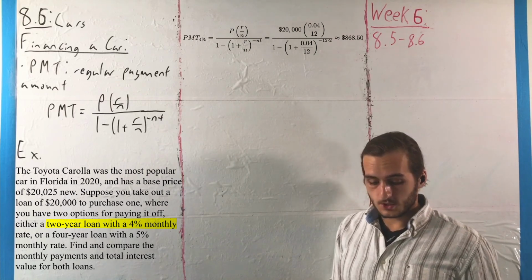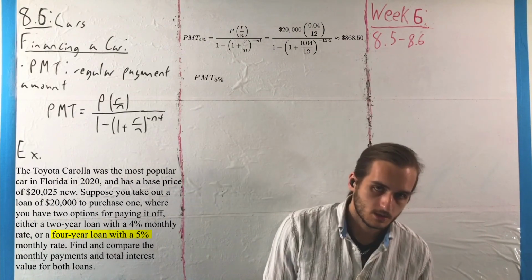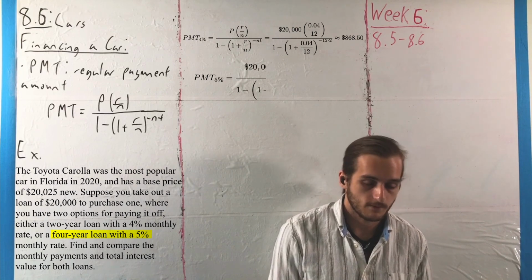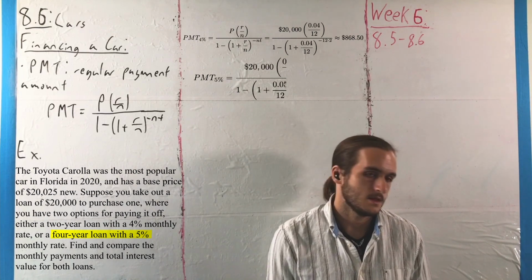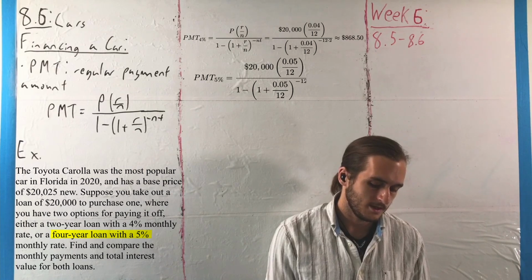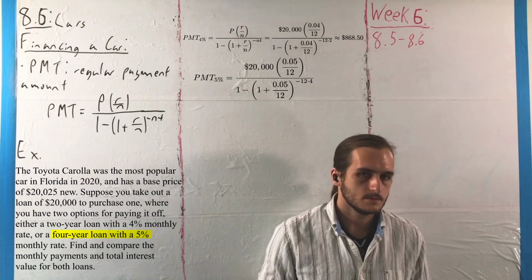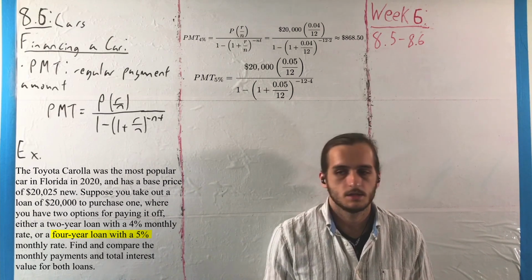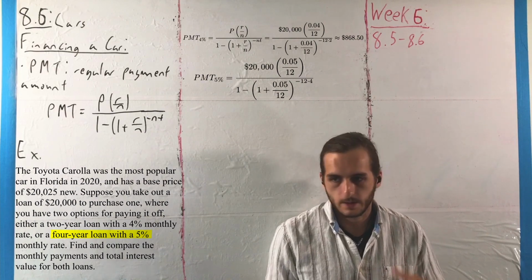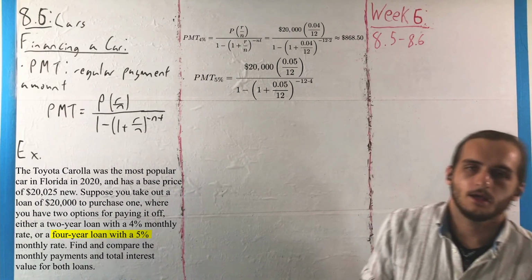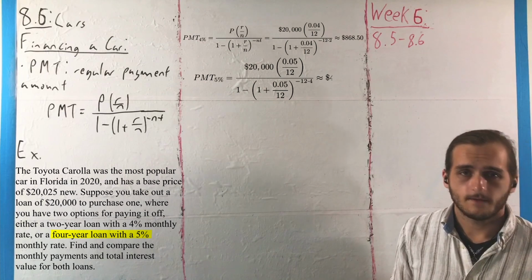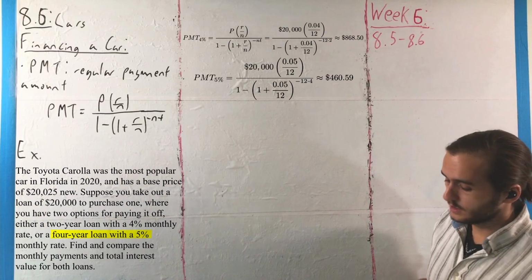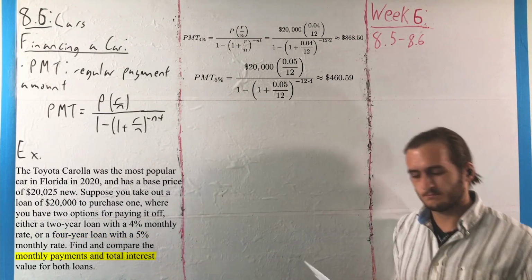And then for the 5% interest loan, you have the same value P as $20,000. The interest rate here is 5%. This is still monthly, but now we're paying it over 4 years. So the negative exponent would be negative 12 times 4. For those of you that don't remember, you can deal with negative exponents. What that essentially means is instead of multiplying successively, we are dividing successively. And in that case, we would end up getting a value of $460.59.